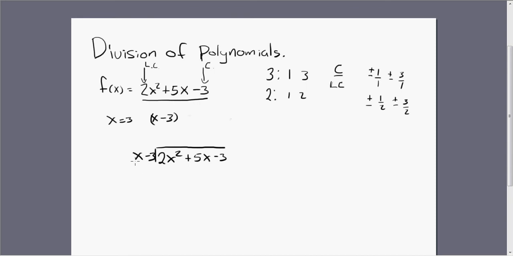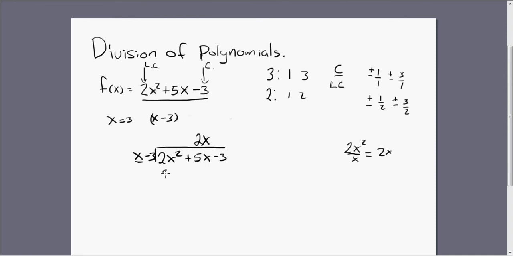First thing you have to look at is, does x minus 3 go into 2x squared? The answer is no, because 2x squared is a monomial and x minus 3 is a binomial. So I'm going to say, does x minus 3 go into 2x squared plus 5x? And the answer is yes. So you have to ask yourself, how many times does x divide into 2x squared? And the answer is 2x times. I'm going to put the 2x up here.